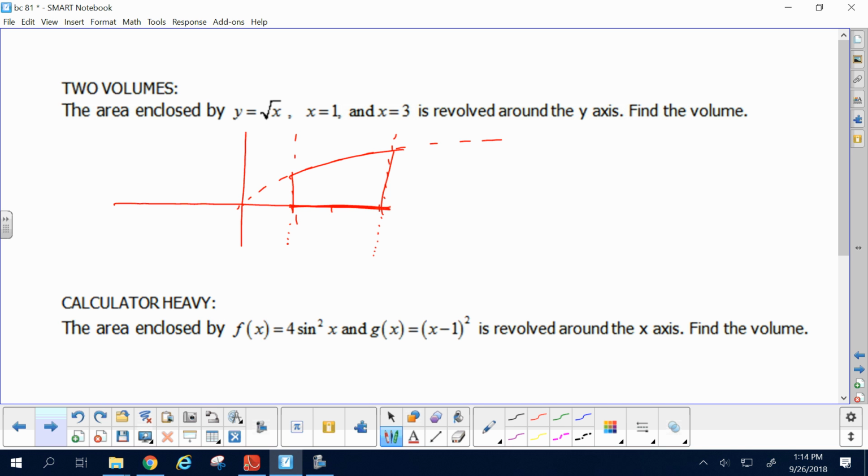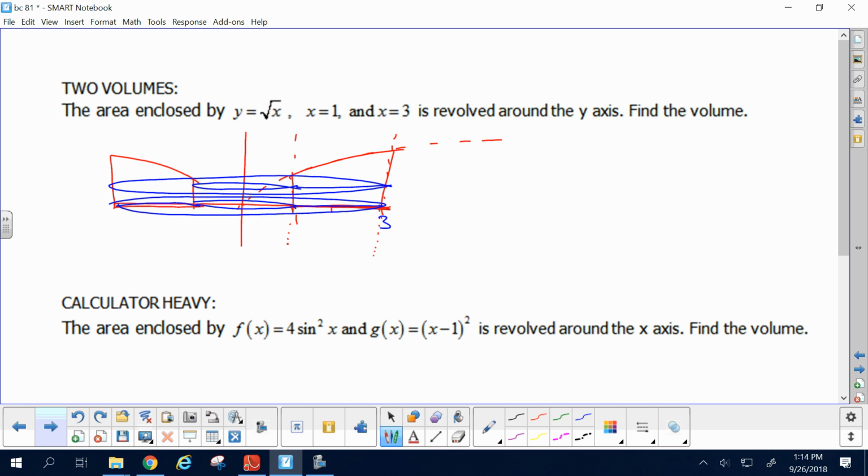Now, if that's revolved around the y-axis, then, okay, cool. Why two volumes? Look here and it's sliced. Alright, easy enough. Here and it's sliced above. Looks like those are the same. What's big R? Big R is 3 and little r is 1, and that's true for all of those, up to here.